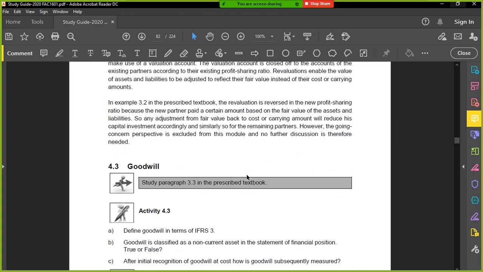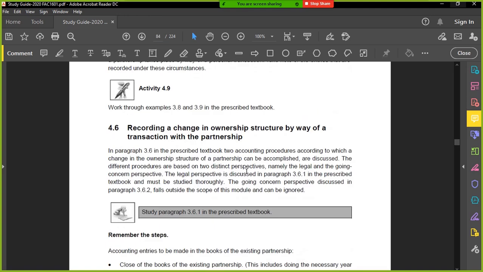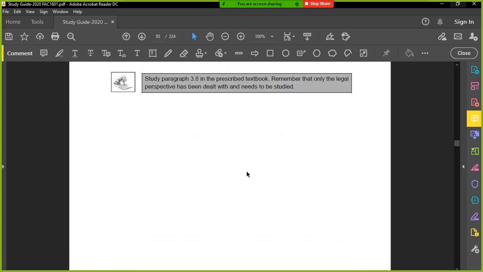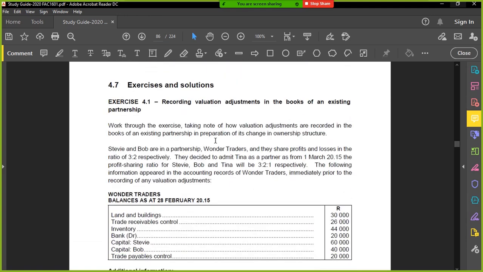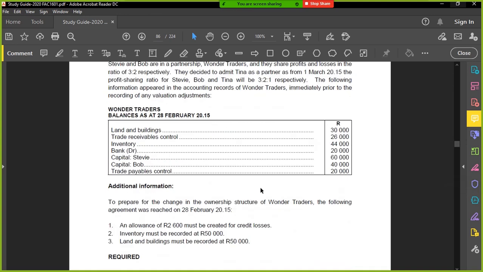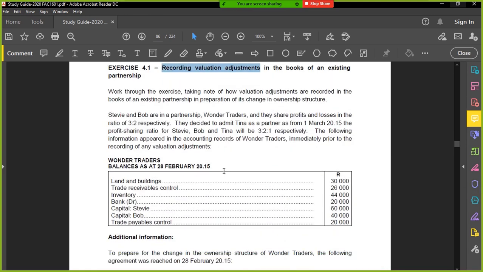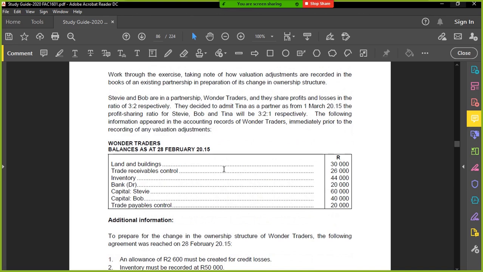So when we spoke about valuations earlier, hopefully there's an example here. Let's see if there is one. Yes, there is. Here, there we go. Recording valuation adjustments. It's on page, what page is this? Page 74. Okay. Can you read the question for us and highlight things that are important?